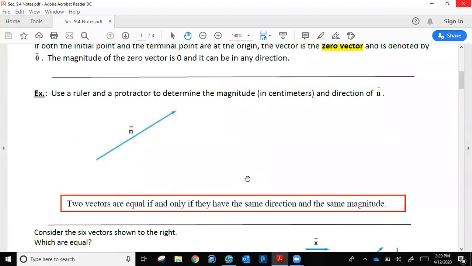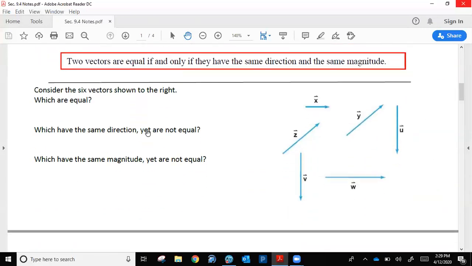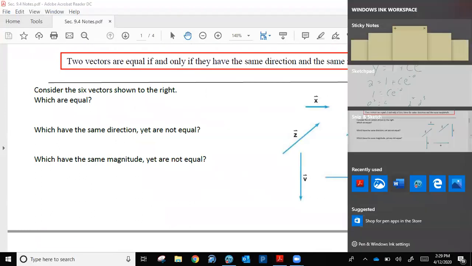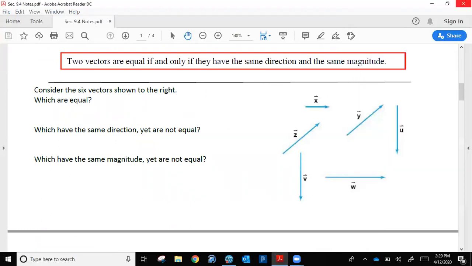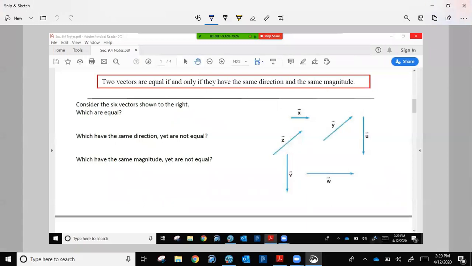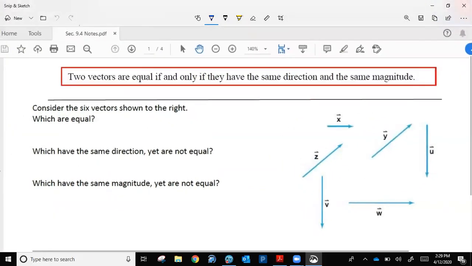We're not going to get into getting protractors and rulers out now like we would have before. But if I wanted to measure this vector, I would lay down a ruler, measure how large is this vector, put down a protractor, and measure what angle that vector is pointed at. So it is important to know that two vectors are equal if and only if they have the exact same magnitude and the exact same direction.